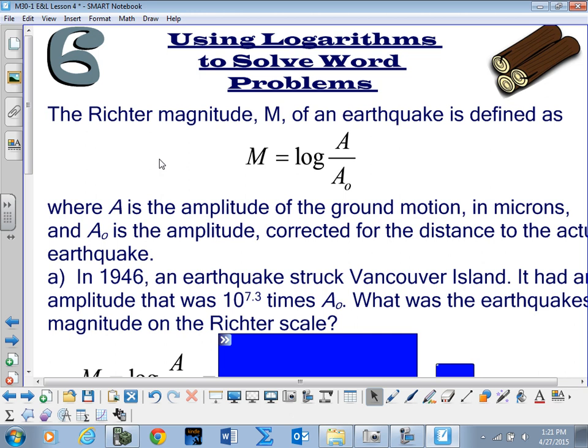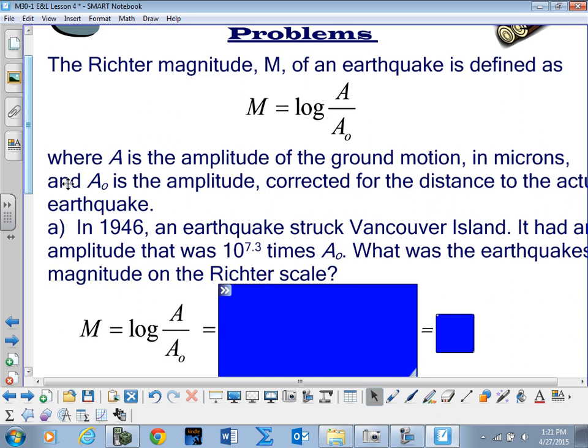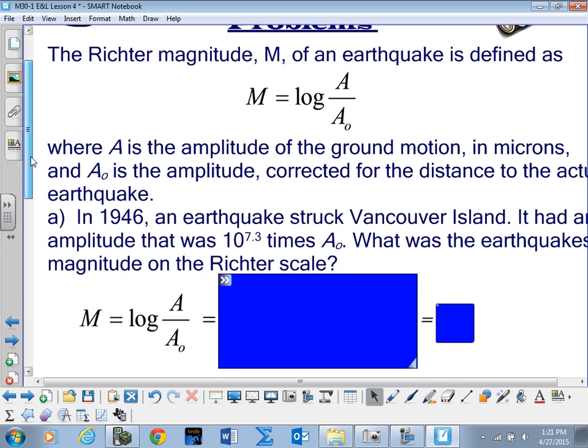So Richter magnitude. Magnitudes of earthquakes are measured on the Richter scale, and it's defined as the amplitude of the ground motion, A, and A0 is the amplitude of the actual earthquake. That sounds kind of confusing, but it's the relationship between those two variables. So A over A0 is what we're taking the log of. All right, let's see how that fits in with an example here.